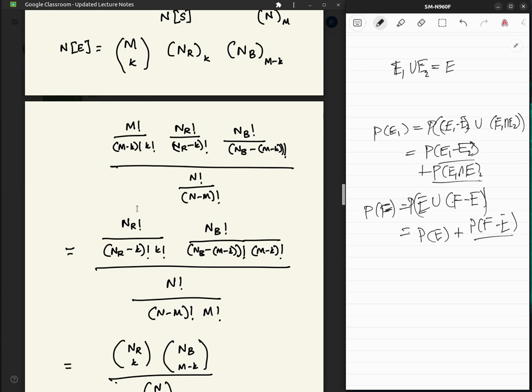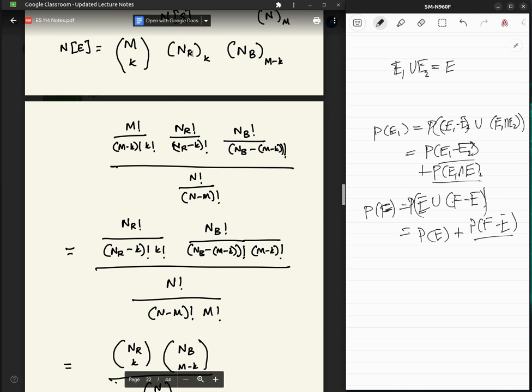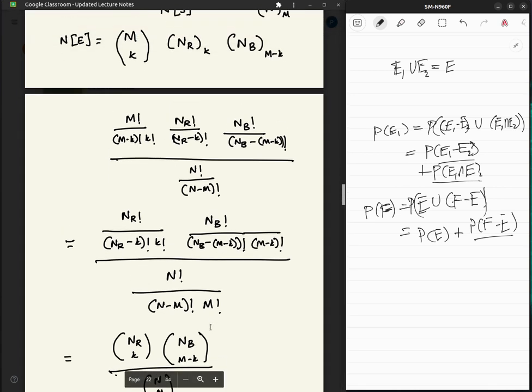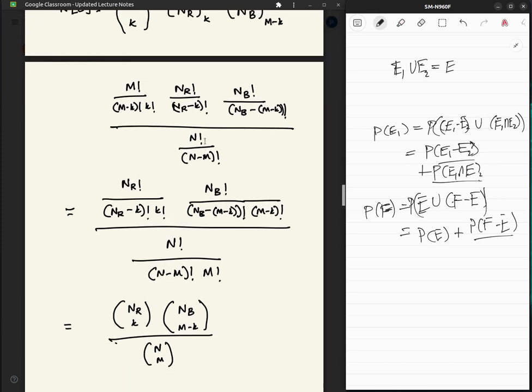Which of them is a bigger number? I think this one is a bigger number, right? Yeah. It's like this has the K factorial denominator and stuff, and this has the M minus K factorial denominator. Oh, that's from this thing. So you actually have K factorial and M minus K factorial in the denominator over there. And then you have M factorial. He's doing NCM.